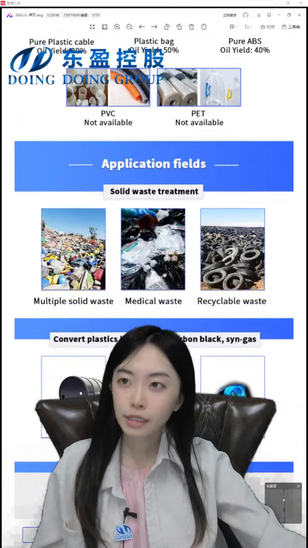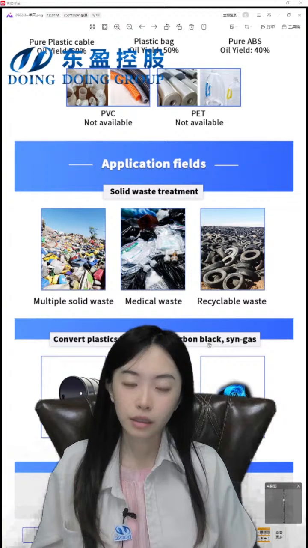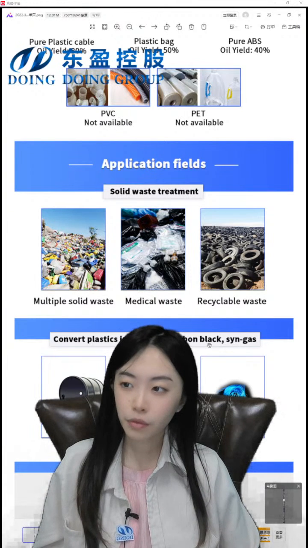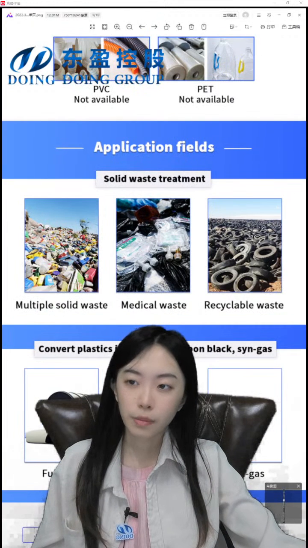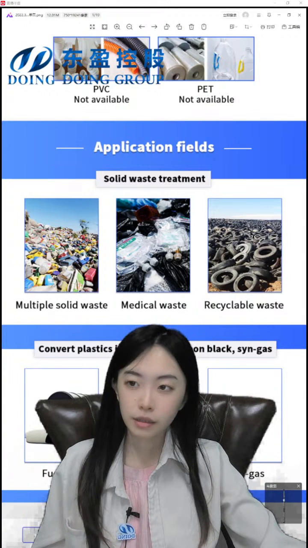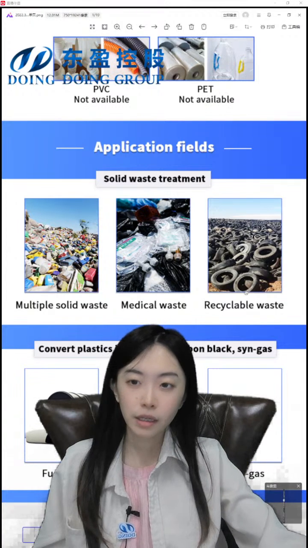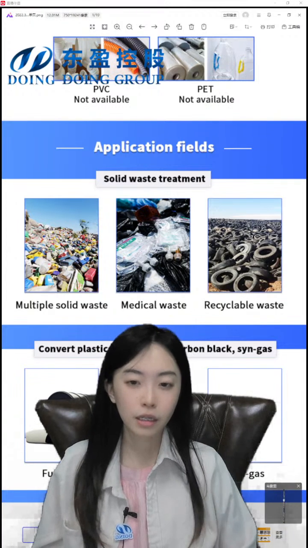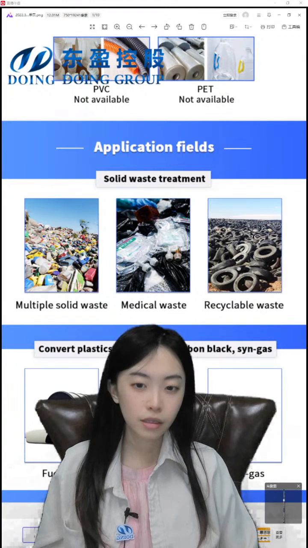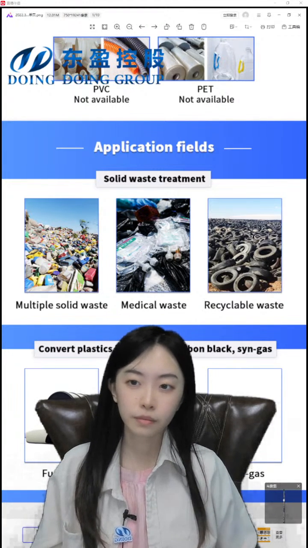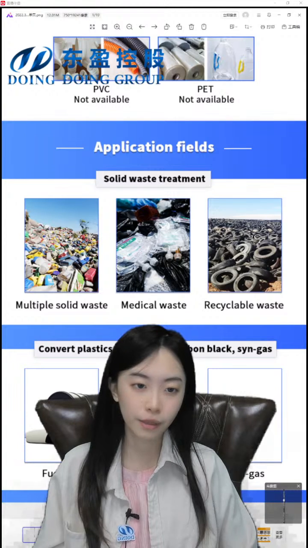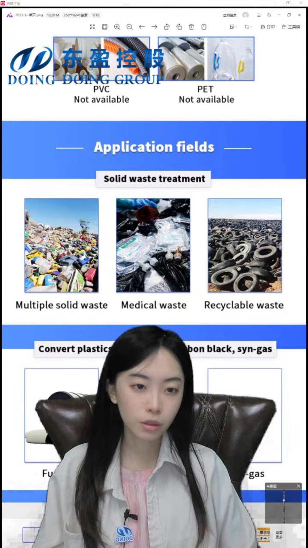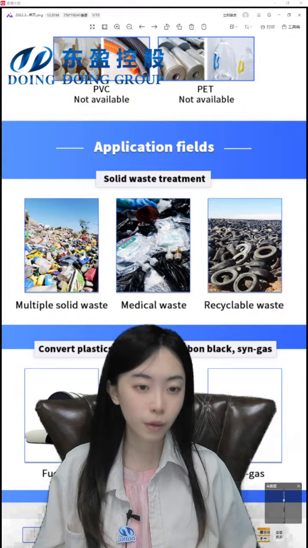This is for the plastic. And other raw materials, the daily life raw materials, like multiple solid waste, such as bottles, rubbers, medical waste, some plastic bags, or other packet bags, and recyclable waste like tires. There are not many good ways to recycle this waste. This is called black waste. But using the pyrolysis machine is a good way to recycle it.